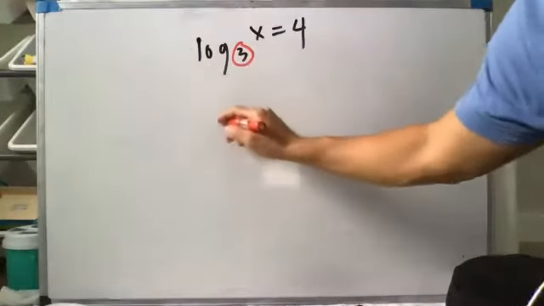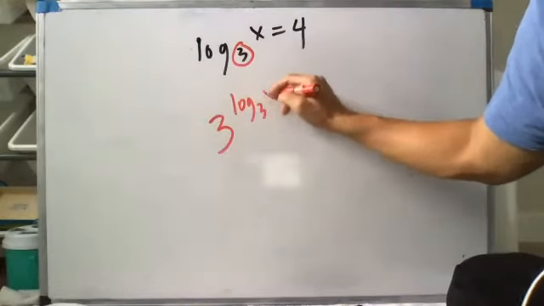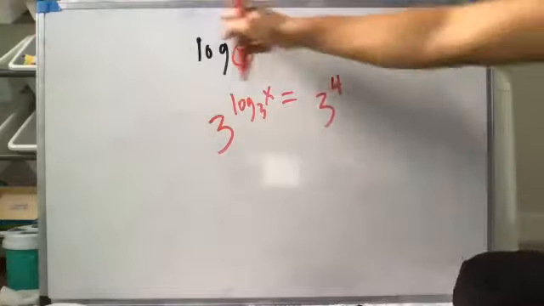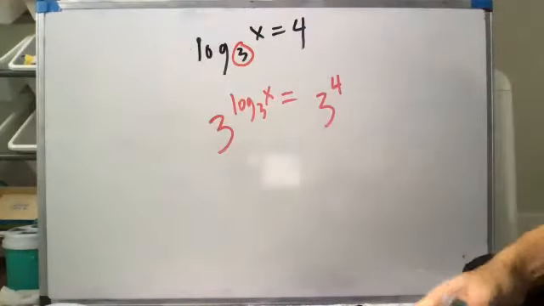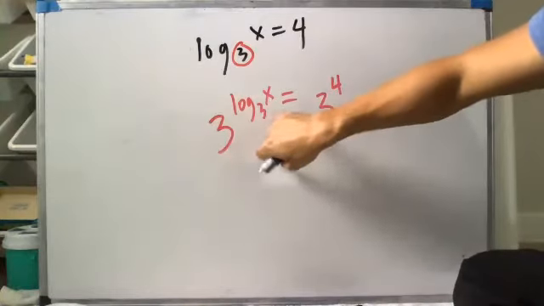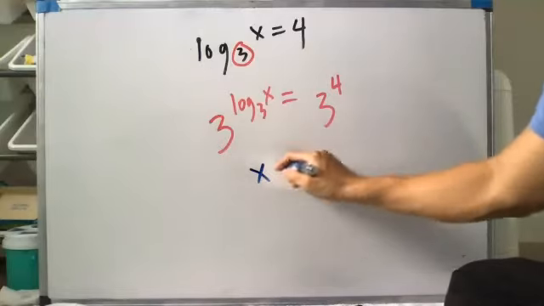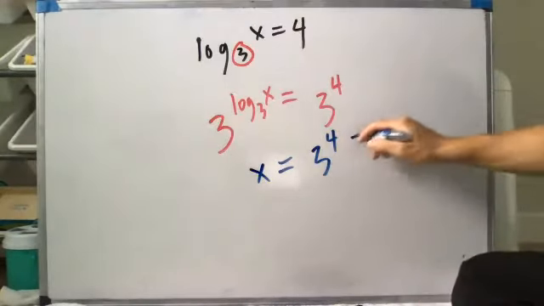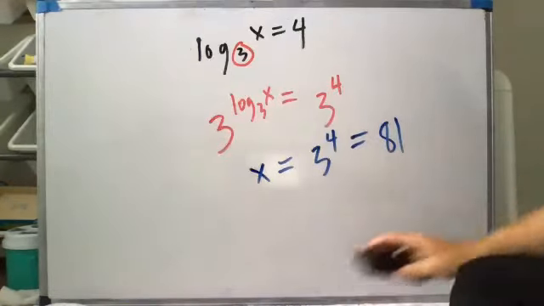It's going to be 3 is the base, 3 to the log base 3 of x is equal to 3 to the 4th power. So we treat this whole thing as an exponent and this whole thing as an exponent. Now, using our rules of inverses, 3 to the log base 3, those guys undo each other and I just get x back. And so x is just equal to 3 to the 4th, which is 81. So that's it. Simple as that.